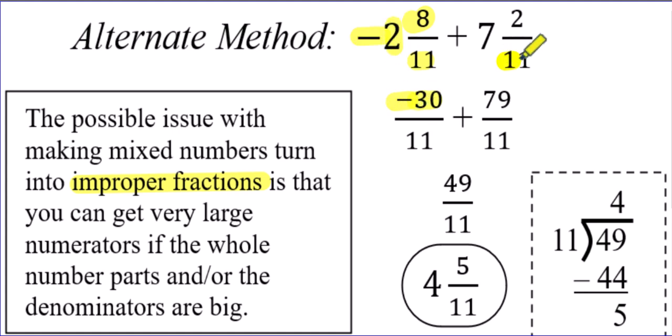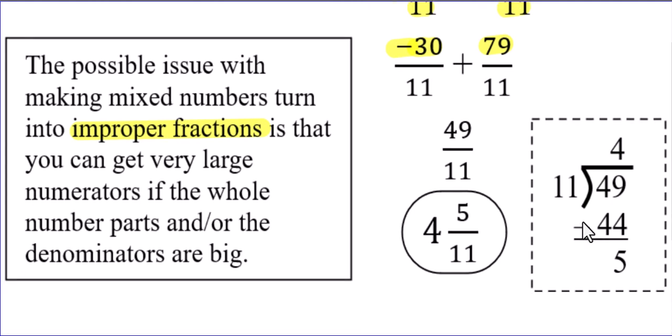Same thing over here. 11 times 7 is 77, plus 2 is 79. And now, you don't even really need to do side work. A negative plus a positive, you subtract, that gives you 49. Make this now a mixed number, though, because it's an improper fraction. In most real-life situations, we would want the mixed number instead of the improper fraction.